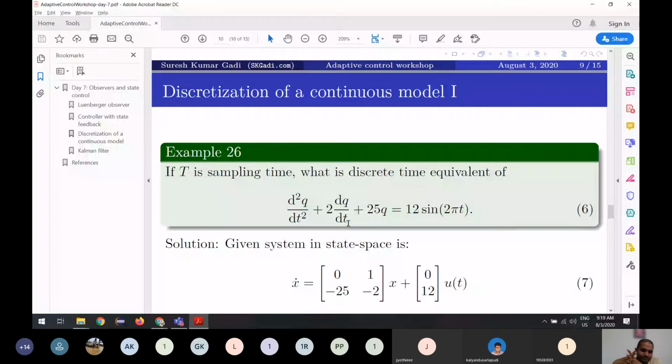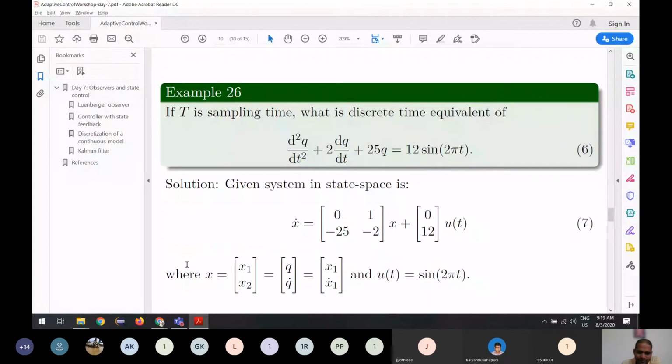in some microcontroller, we can't use it as such because we are not integrating it. Actually, we can use only differences. So we want to apply some techniques to bring this into discrete form. If the sampling time is T, then find the discrete equivalent of this system. So we use the state space way of showing it.